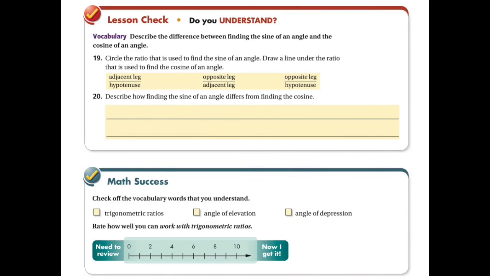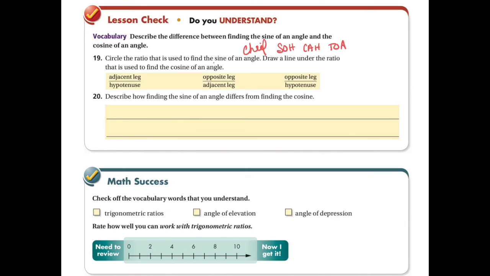So let's do a quick check and see how you're doing. Again, pause the video, work through the problems marked 19 and 20, mark how you feel about this material, and then turn this back on to check your answer. Let's see how you did.